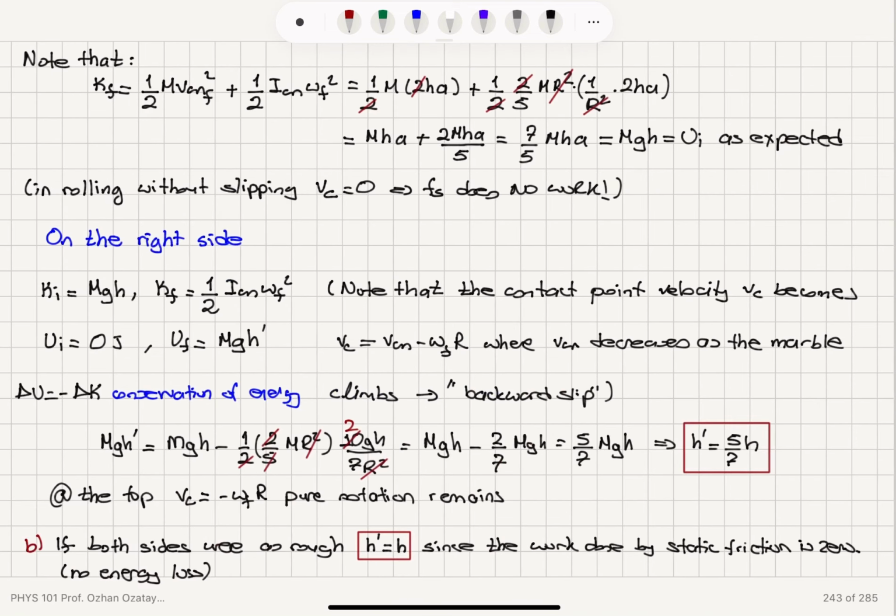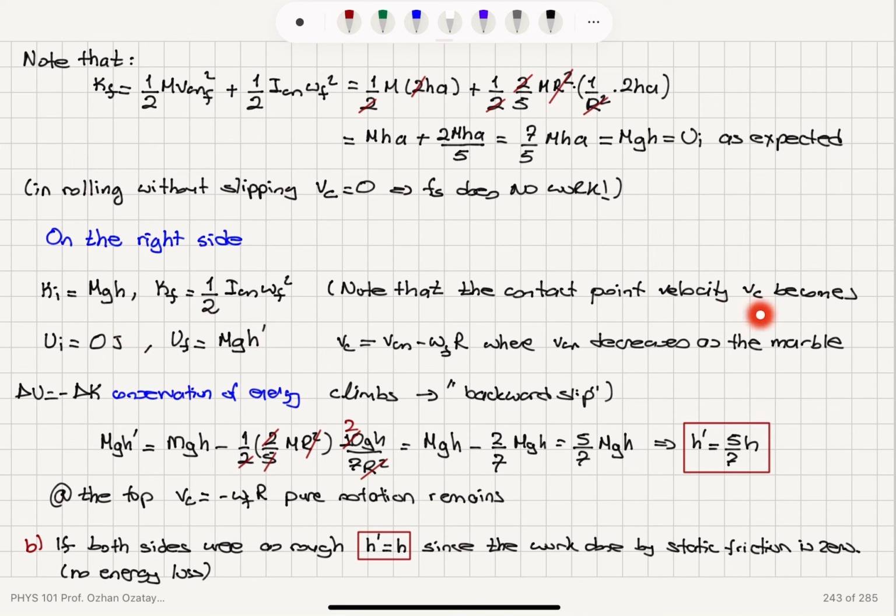And we see that if we write the kinetic energy of the marble at the bottom, the translational plus the rotational, we obtain 7/5 m h a, which is equal to mgh as expected, because rolling without slipping, static friction does no work. On the right side, we will have initial kinetic energy, this 7/5 mha, which is mgh. Final kinetic energy will be 1/2 I center of mass omega final squared, purely rotation. And final potential energy mgh prime, initial 0.